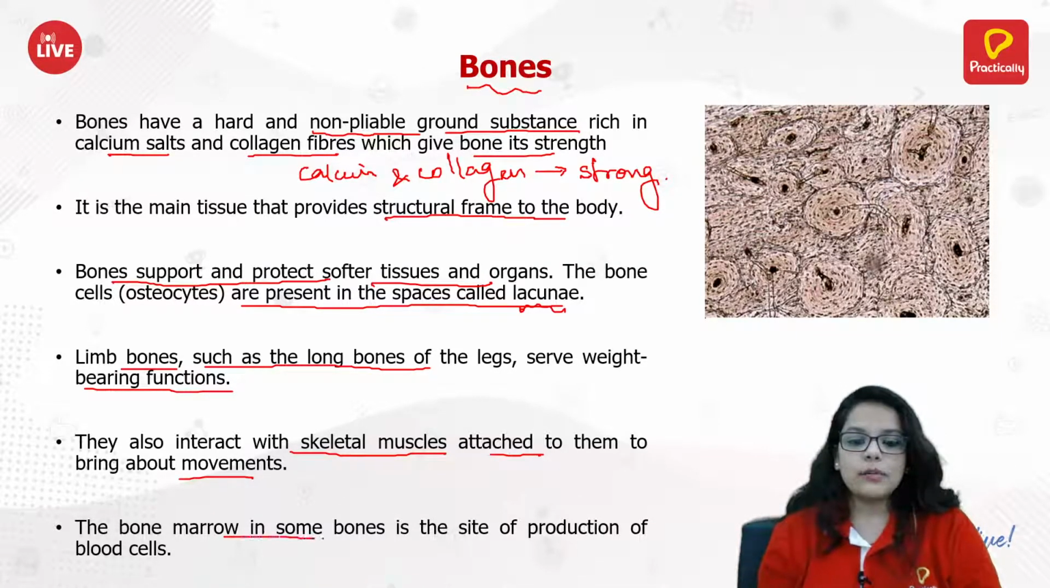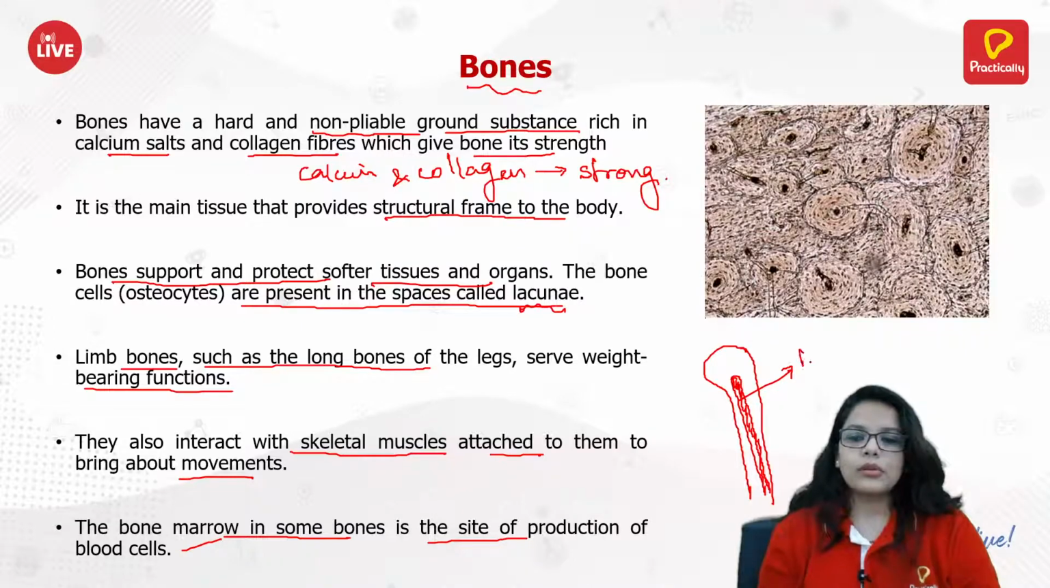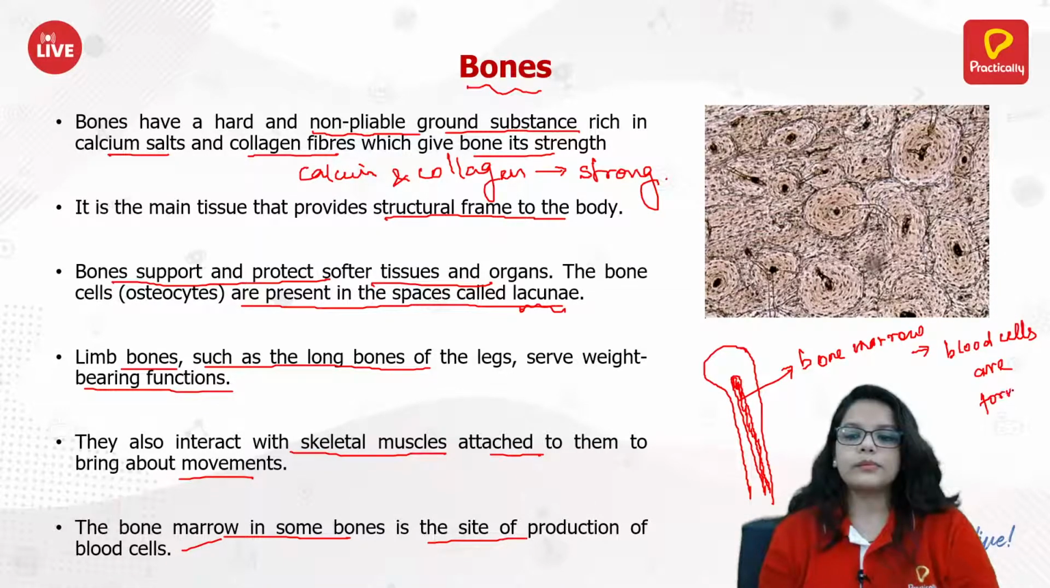The bone marrow in some bones is the site of production of blood cells. Suppose this is a bone. We have bone marrow here in the middle. There's a section called bone marrow. So this is where the blood cells are formed.